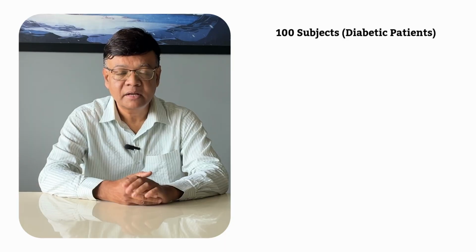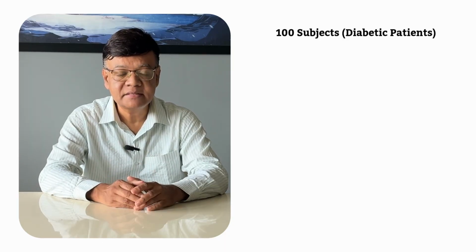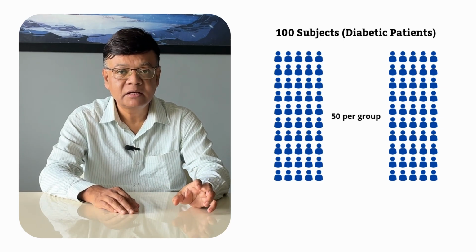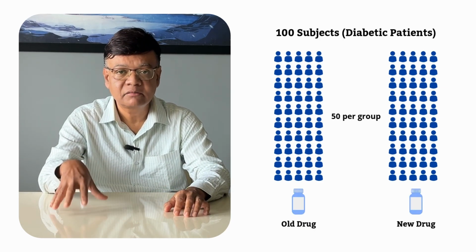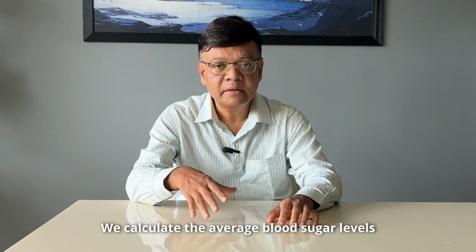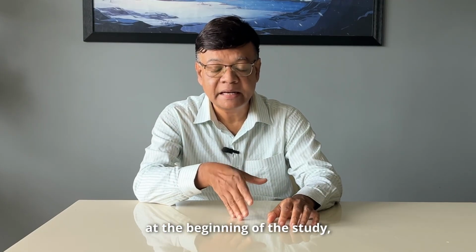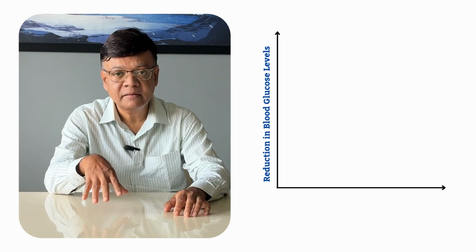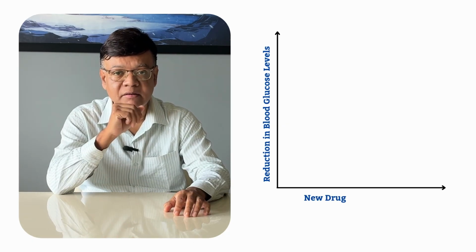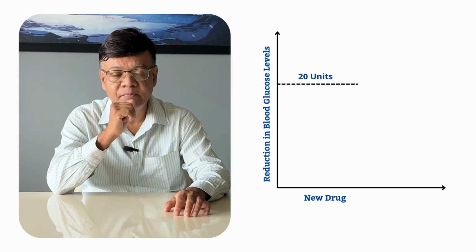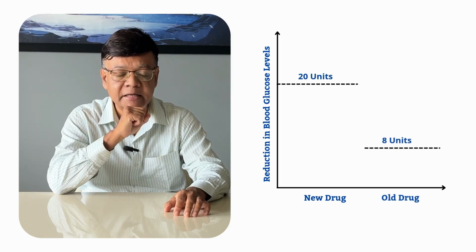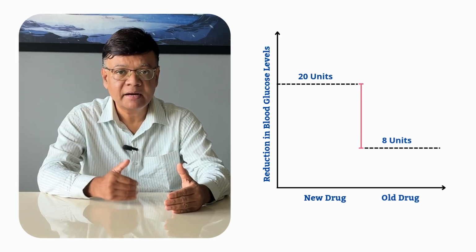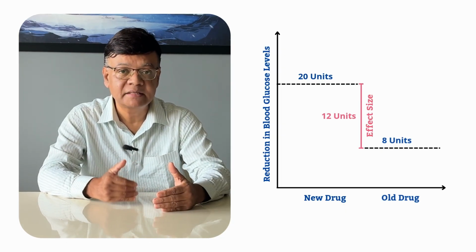To calculate the p-value, we need certain data, and to collect this data, we conduct a trial or a study. So we take 100 subjects, diabetic patients, and we divide them into two groups of 50 each. We give the old drug to one group and the new drug to the other group. We calculate the average blood sugar levels at the beginning of the study and at the end of 6 months for both the groups. We find that blood glucose levels of the new drug has come down by 20 units and that of the old drug has come down by 8 units. So there is a difference between the effect of the old drug and the new drug of 12 units, which we call the effect size.